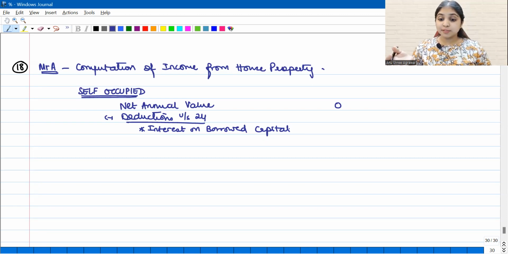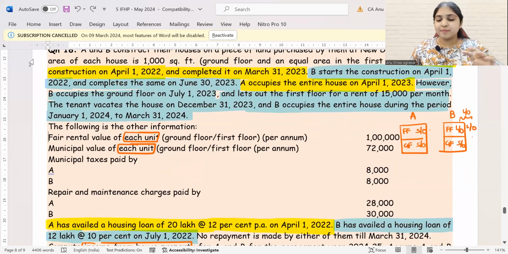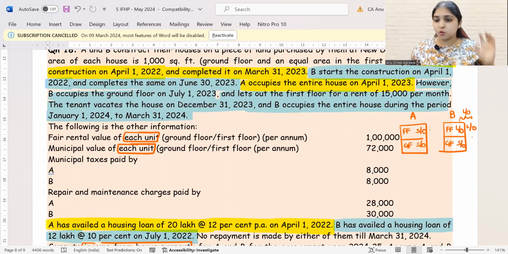As soon as we talk about interest on borrowed capital, what comes to your mind? What is a rule that we've made for ourselves? As soon as we write interest on borrowed capital, immediately our mind thinks of two things: pre-construction interest and current year interest. We're talking just about Mr. A. Look at the question and tell me, for Mr. A, will I have pre-construction interest? Yes or no? Think, apply all the rules I've told you, and tell me.